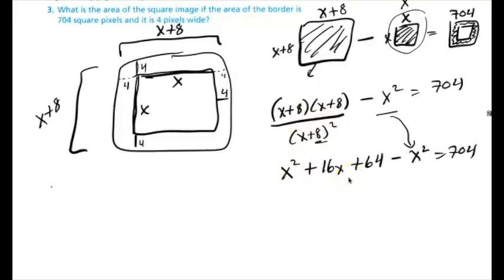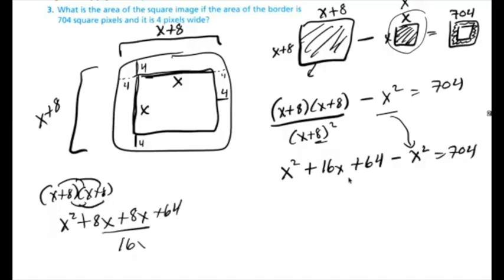If you don't want to do that, just multiply them. X plus 8 times x plus 8. Distribute: x squared plus 8x. Distribute again: 8x plus 64. Add them up, you get 16x. It works both ways. If you know the formulas, it does save you a little bit of time.